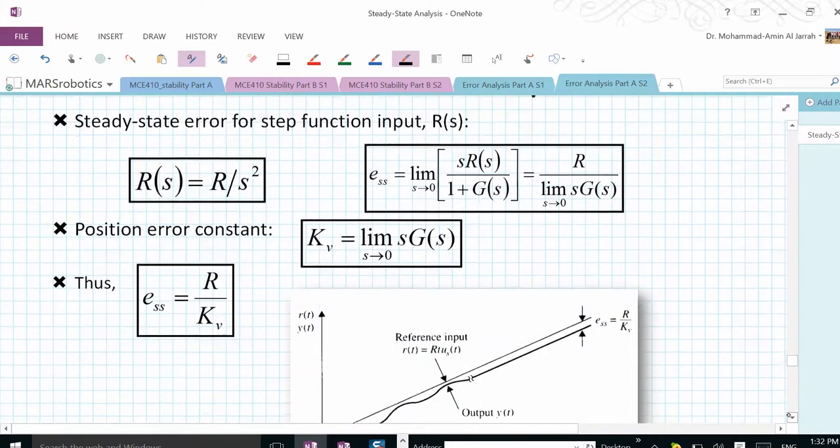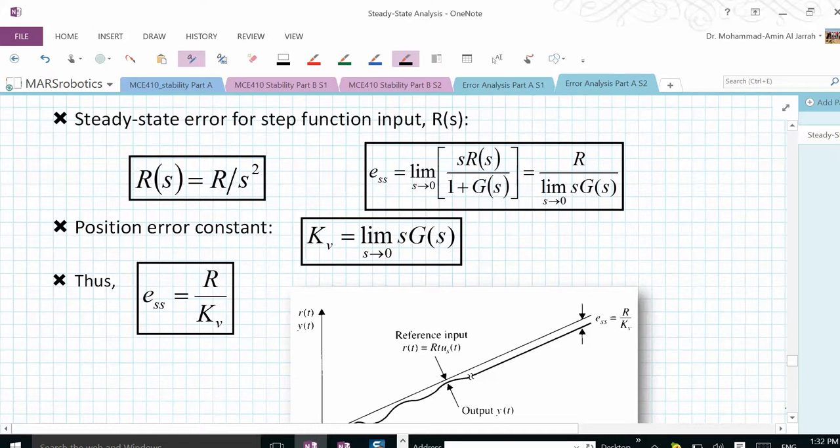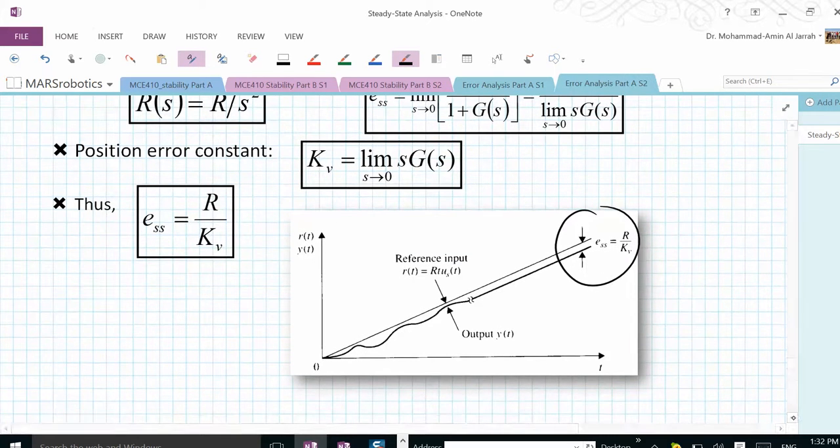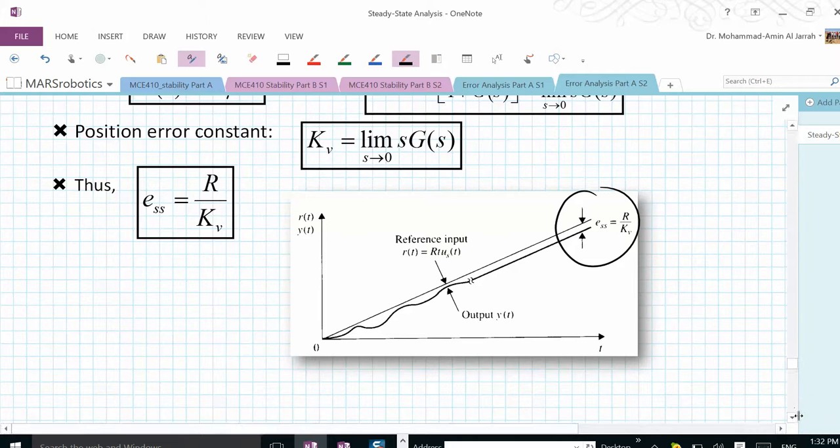What about the velocity error? We already obtained that the velocity error constant Kv is the limit as s goes to 0 of s G of s, and the error in this case is 1 over Kv for a ramp. This error is finite and constant if Kv is a constant, or it is zero if Kv goes to infinity, or it diverges with time and goes to infinity as s goes to 0, or as t goes to infinity. So this is the ramp error.